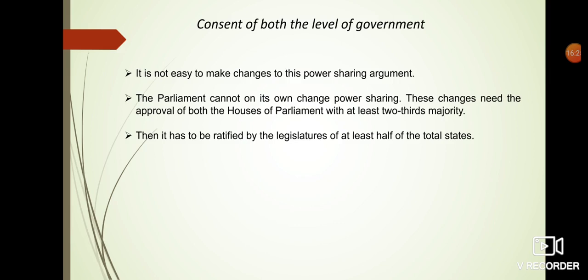So clearly, if any amendment has to be made in the constitution, then ultimately the sanction or consent of both levels, meaning central as well as state level government, is required.